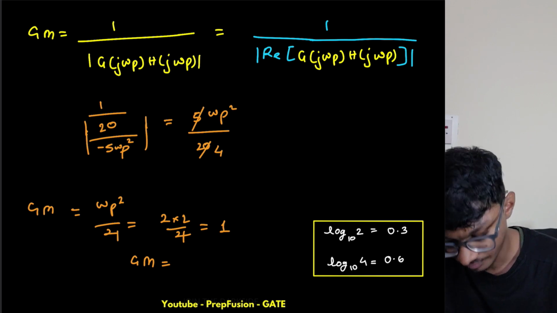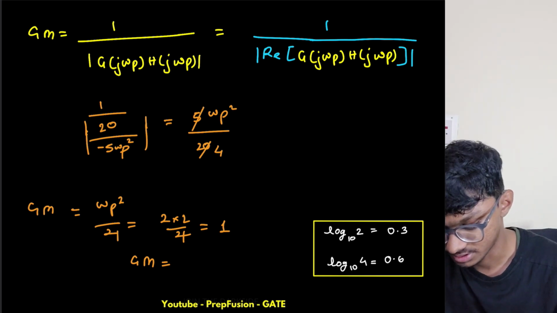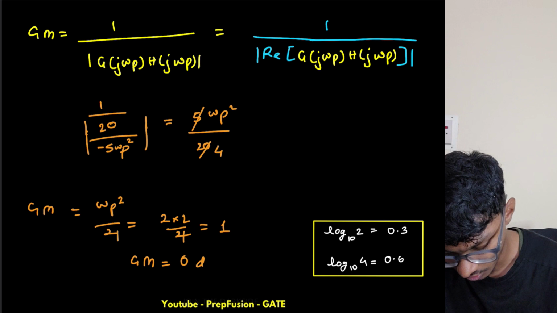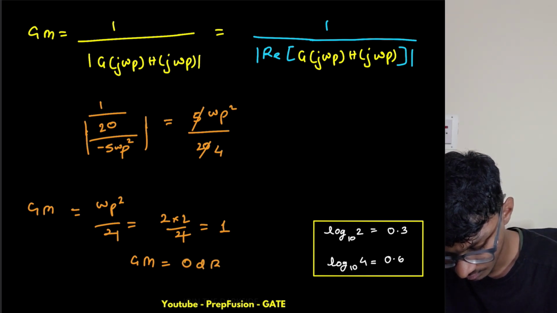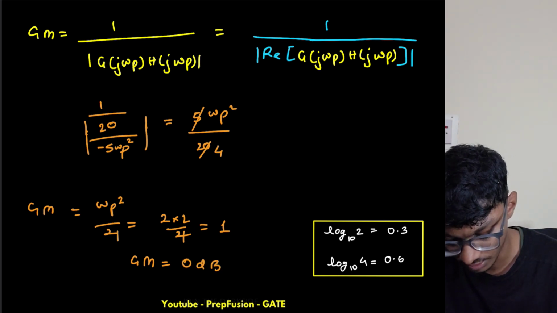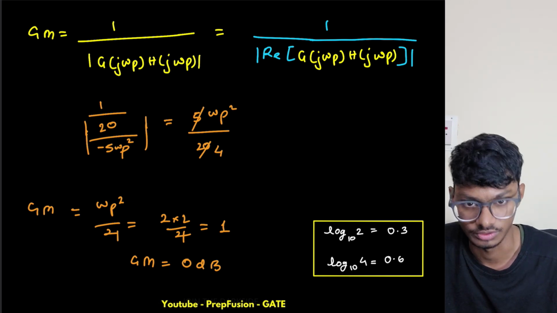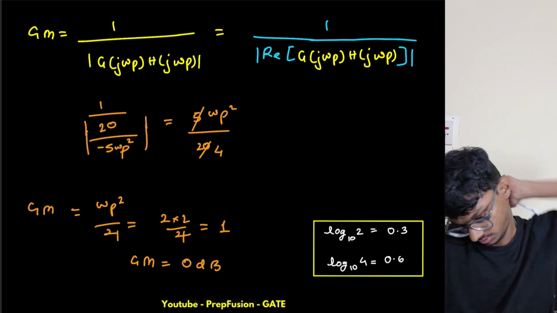So what is log of 1? Log of 1 is 0, right? These things you have to remember. Log of 1 is 0. So 20 log of 1 is 0 itself, because log of 1 is 0. 20 times 0 is 0 itself.